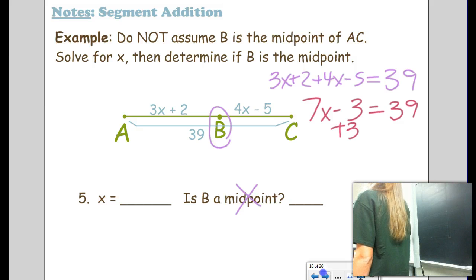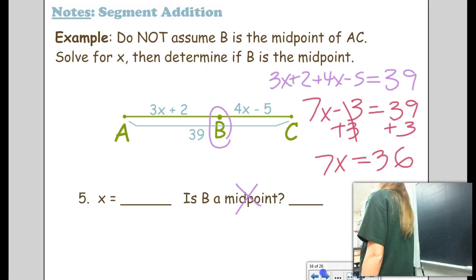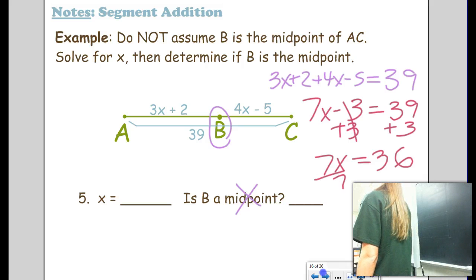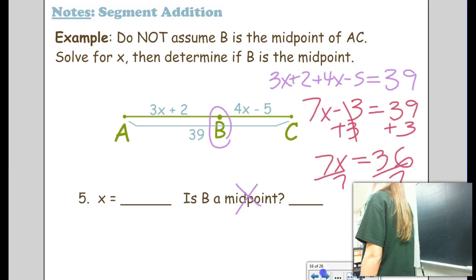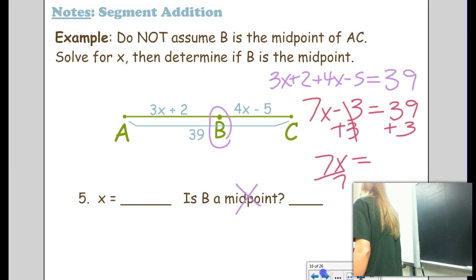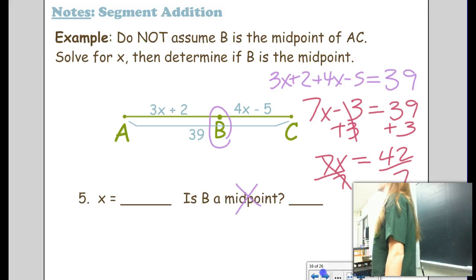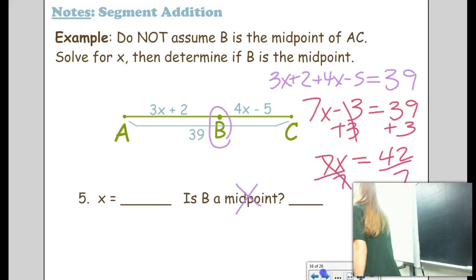And then plus 3. Awesome. 7x is 36. Oh, plus 3. Guys, I subtracted 3. Why'd you let me do that? 39 plus 3. I was like, this number is not divisible by 7. We're going to be in trouble. 42 divided by 7. Sorry, 6.